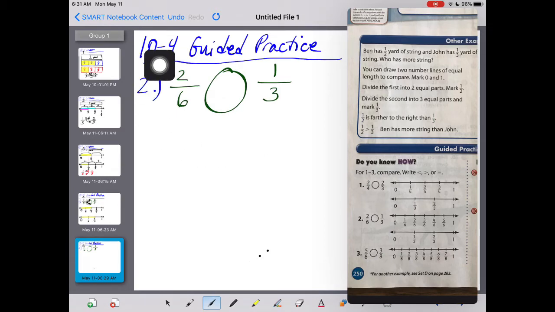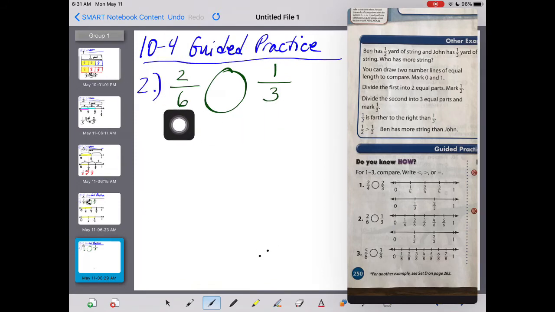Now let's look at the numerator. For the 6, we have 2 pieces. Okay, so the pieces are smaller, but we have 2 of them. And then over here, we only have 1 piece, but that 1 piece will be larger, right, individually than the 1 piece over here. So here we have different denominators and different numerators.